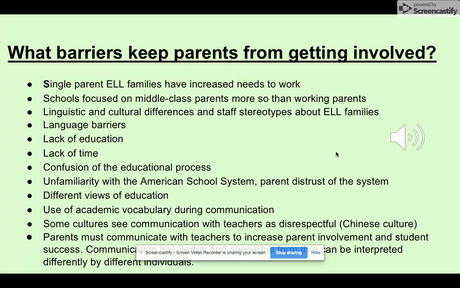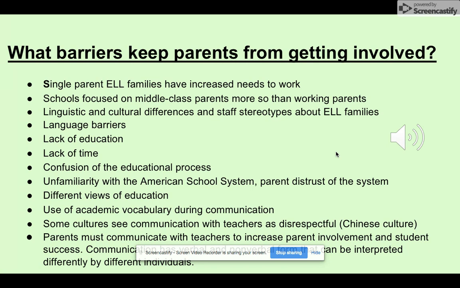There are linguistic and cultural differences, staff stereotypes about ELL families, and language barriers. There may be a lack of education. There's lack of time. There may be confusion of the educational process. They may be unfamiliar with the American school system and might distrust it. Families have different views of education. Maybe the parents are not comfortable with the academic vocabulary being used during communication.